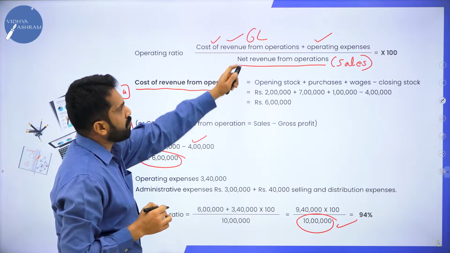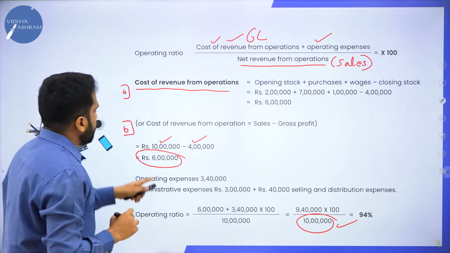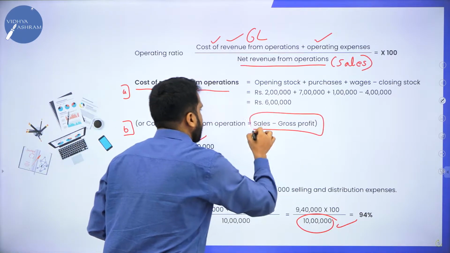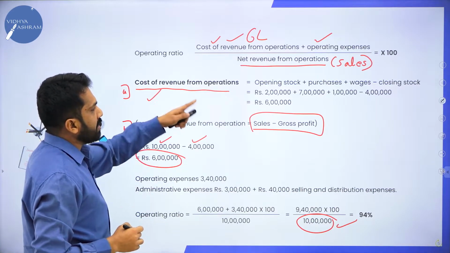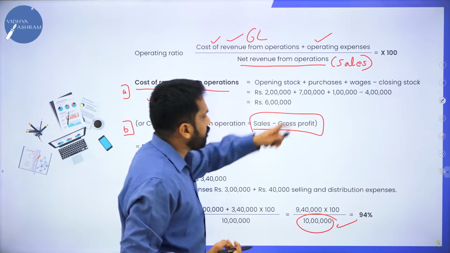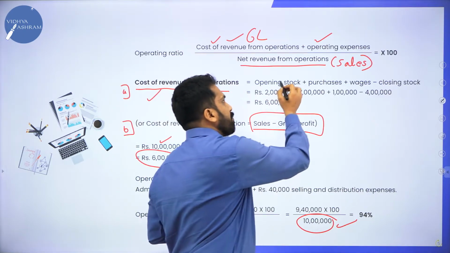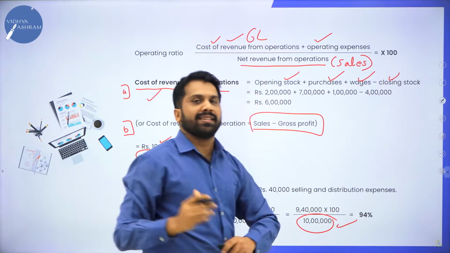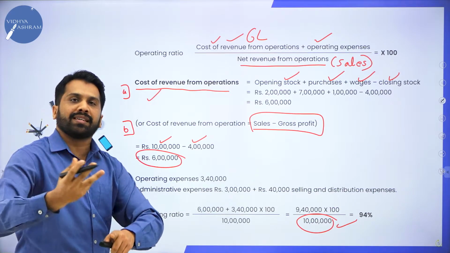You got the first one. You have to find out the second one. Clear? You got the first one, 6 lakh. Sir, I don't want to go for this formula, I will go for this. You can. For the calculation, the answer will be the same, 6 lakh only. But for this calculation, instead of sales minus gross profit, you can go for opening stock, purchase, wages minus closing stock. I'll go back to the question so that it will be more clear.